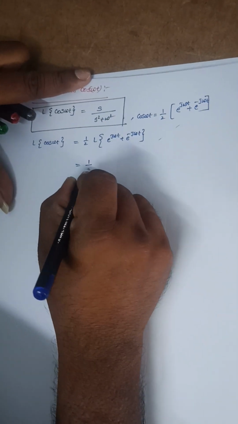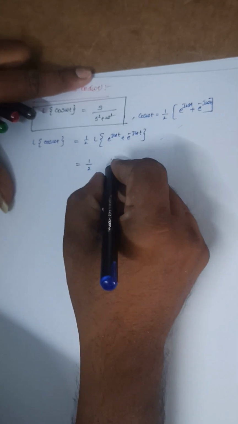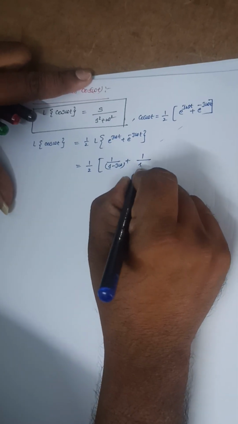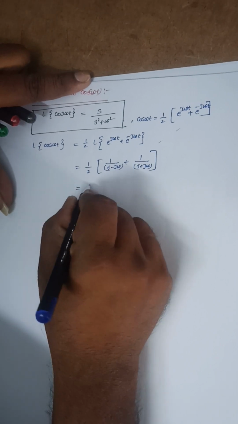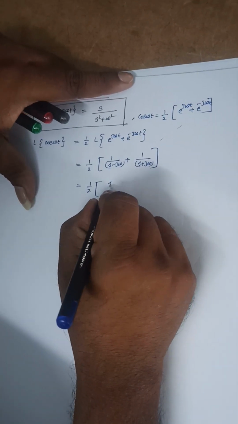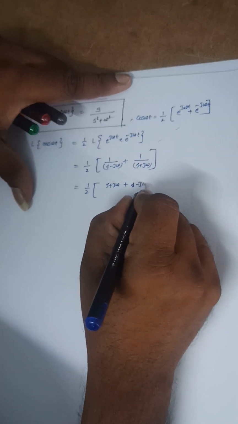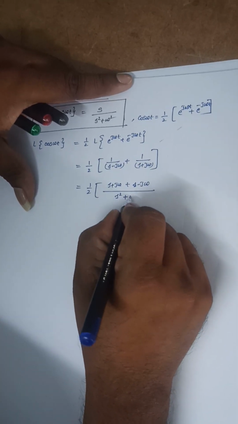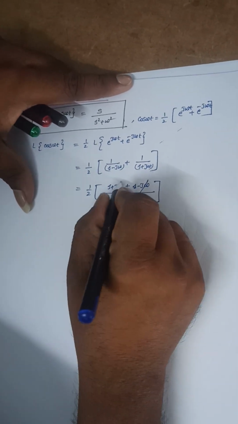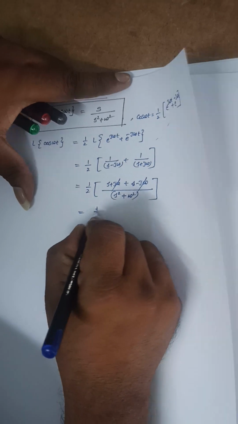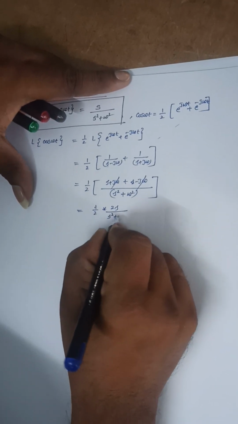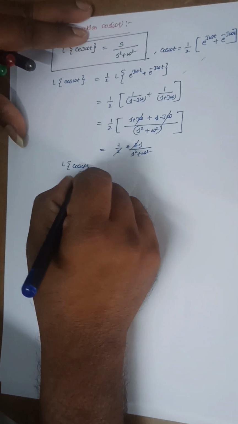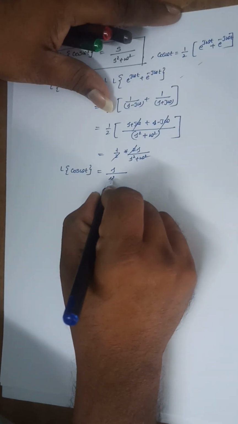So that is equal to, the Laplace transform for e power at is 1 by s minus j omega plus 1 by s plus j omega, which is equal to 1 by 2 into, if I combine these fractions, s minus j omega divided by s square plus omega square. J omega will get cancelled, so it is 1 by 2 into 2s divided by s square plus omega square. This 2 will get cancelled. So finally, Laplace transform for cos omega t is equal to s divided by s square plus omega square.